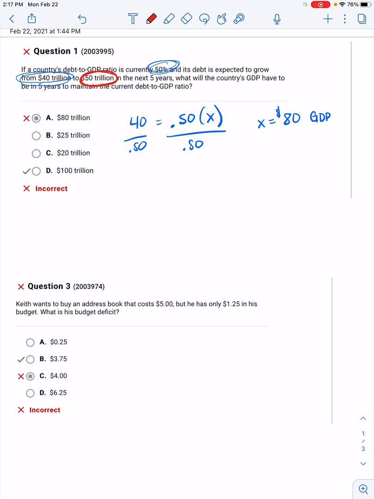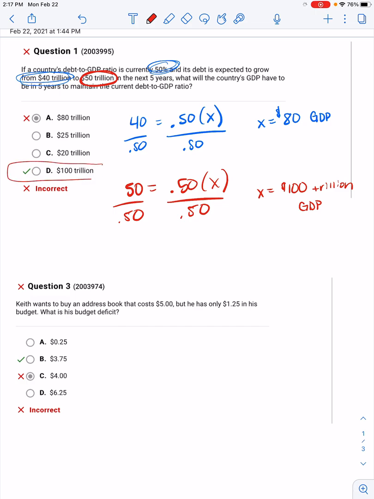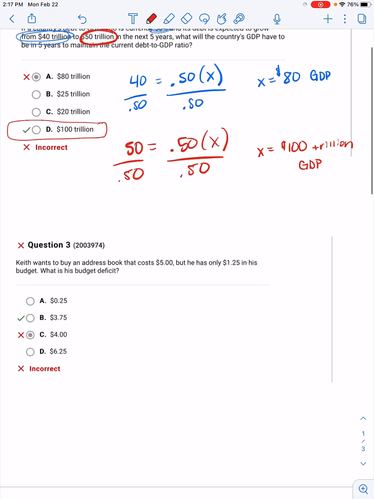So I'm going to say this time 50 trillion is equal to 0.50. That's 50% of what number, okay? And so you divide by 0.50 algebraically, or you can think about it in terms of logic, like 50 is half of what number, and that would be 100. So it's technically $100 trillion is the gross domestic product, okay? And that's where they get the answer there. And that's how I would set it up.